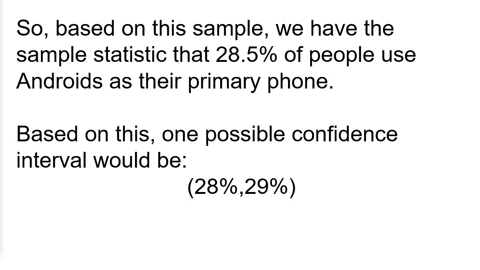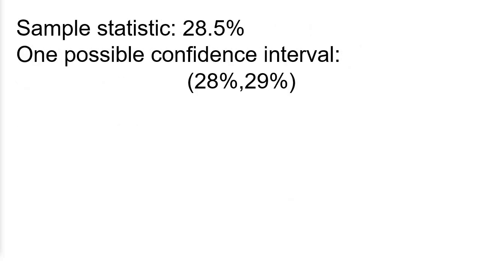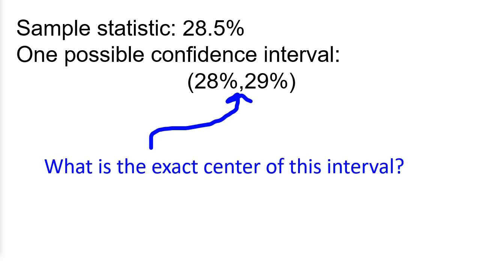Based on this sample, one possible confidence interval would be the range of values between 28% and 29%. So let's dig into this a little bit more. Again, our sample statistic is 28.5% based on a sample, and one possible confidence interval would be the range of values between 28% and 29%. Now I'm going to ask you something. What is the exact center of this interval? What would be the exact middle number between 28% and 29%?